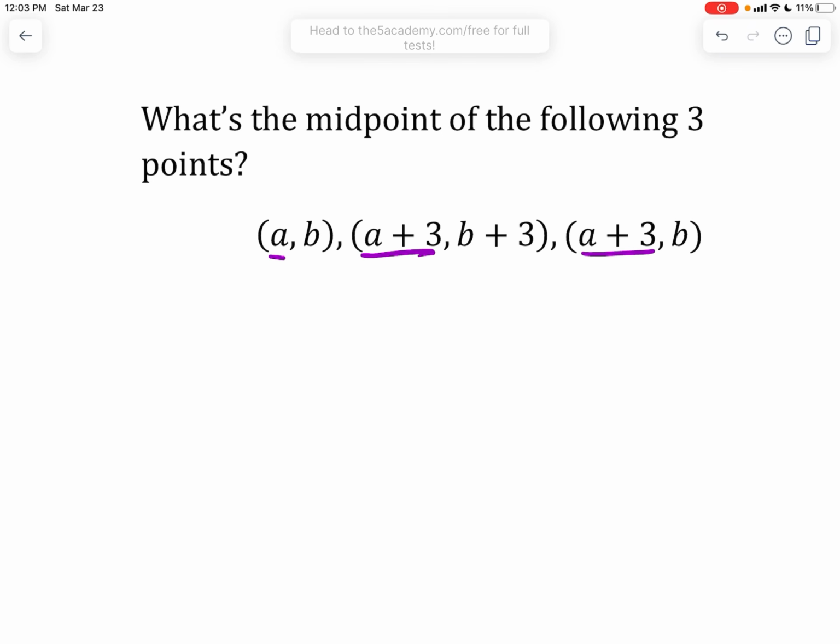Okay, let's start with the x. It's really two separate problems. Half of the problem is for the x side, the other is for the y. We're going to start with x. So my x values are a plus 3, and then a plus 3 again.